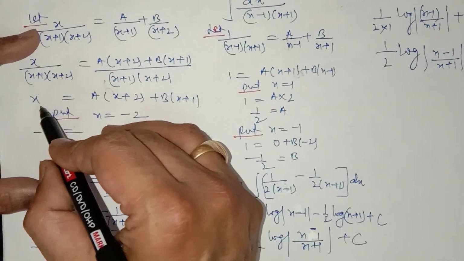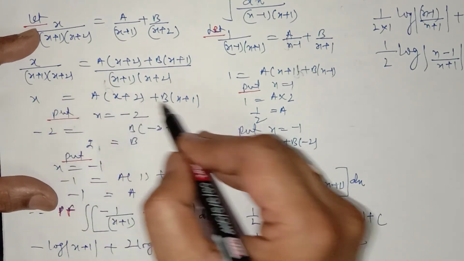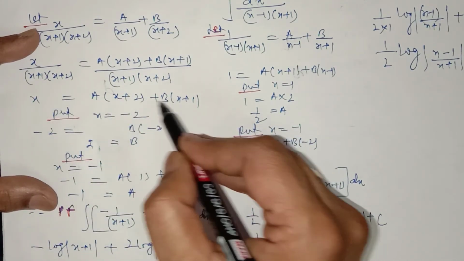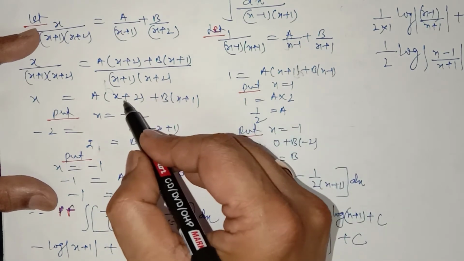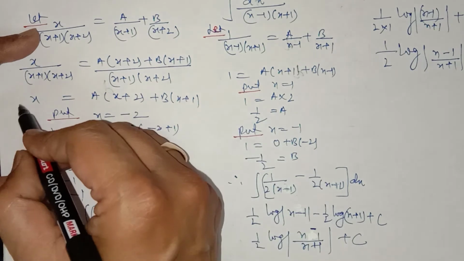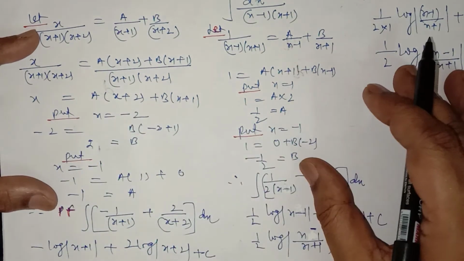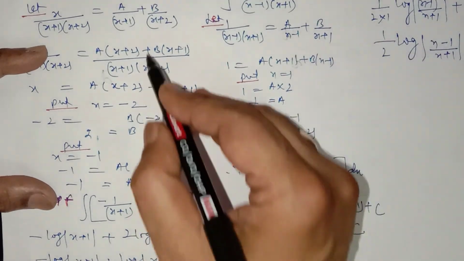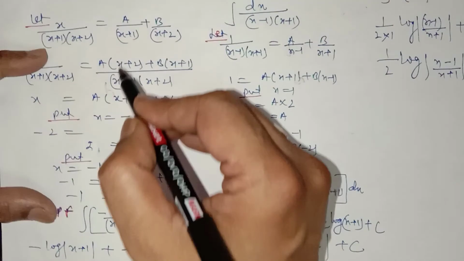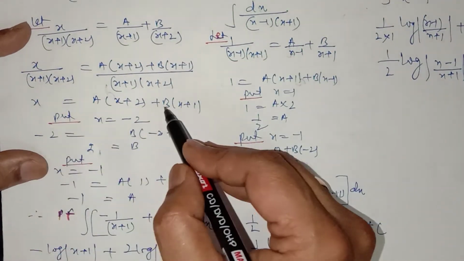Now the second method is to find the value of a and b by equating coefficients. You separate the right hand side such that you get the coefficient of x and a constant term. Equate the coefficient of x in the right hand side with the left hand side, where the coefficient of x is 1, and find the value of a and b. This is the second method, but it is a long method. So try to find it like this, putting x equal to minus 1 and then x equal to minus 2 in this equation, and you'll get the value of a and b.